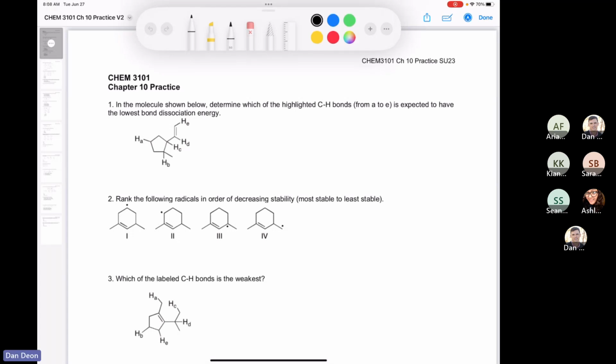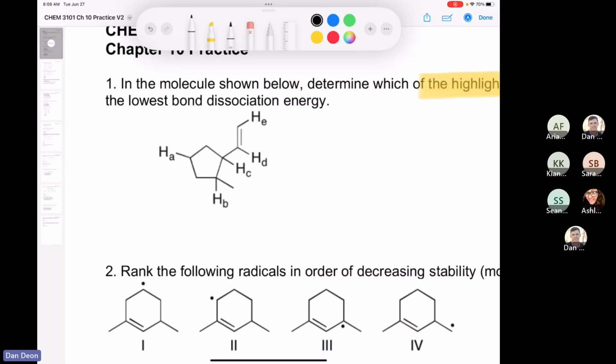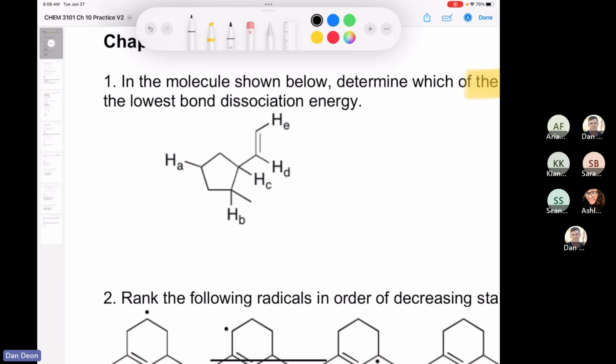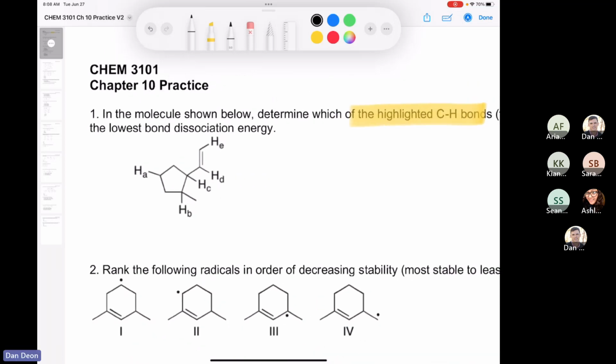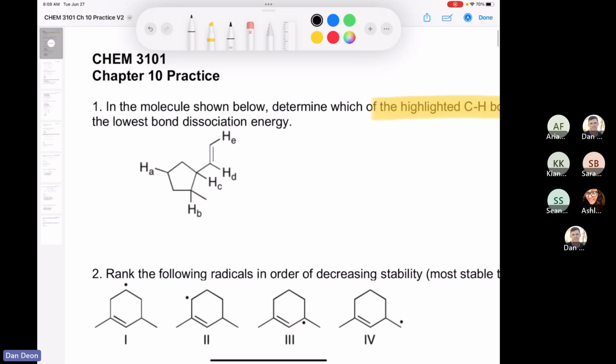It says, in the molecule shown below, determine which of the highlighted carbon-hydrogen bonds, there's 5 of them, is expected to have the lowest bond dissociation energy. So what that means is if we were to break the bond, we would end up forming the most stable radical. So could anybody identify that proton? Which one of these bonds would be the easiest one to break?